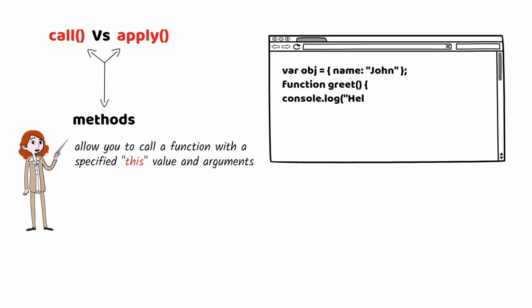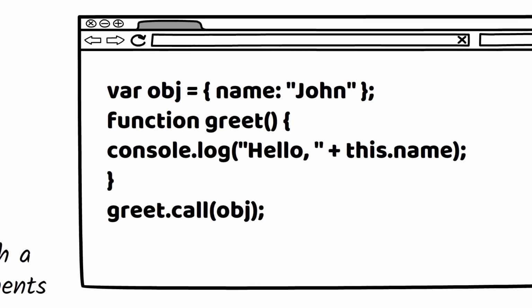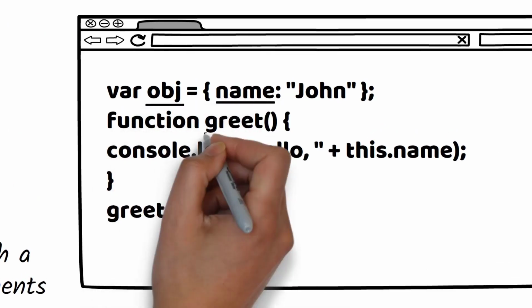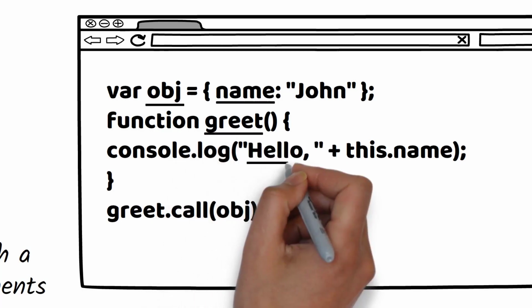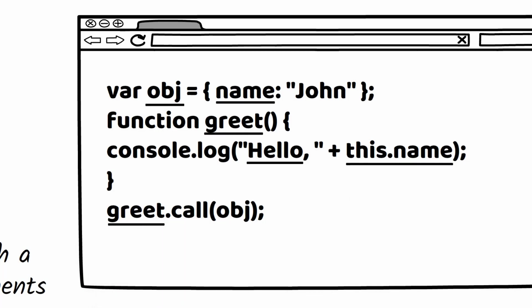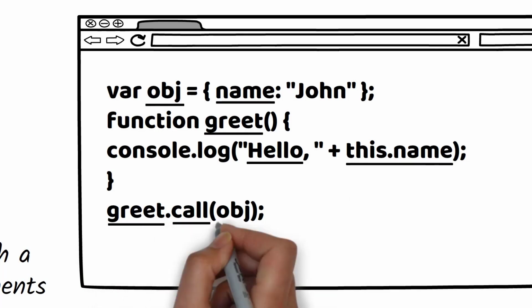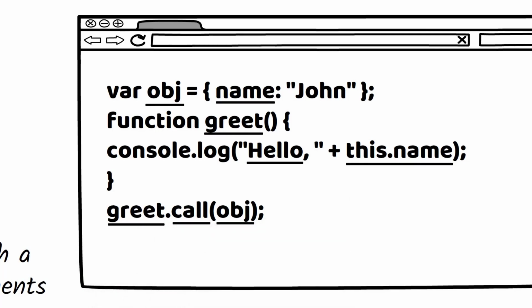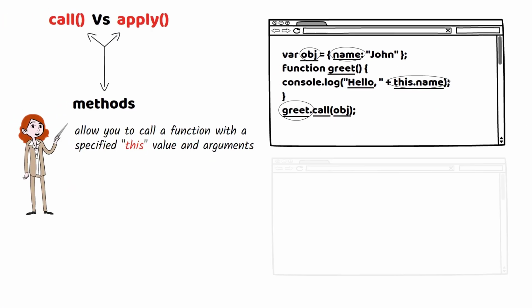In this example, we are defining an object with a name property and a function greet that logs a greeting with the value of this dot name. We then call greet with call and pass in object as the this value. This allows greet to access the name property of object as this dot name. Now let's look at apply.